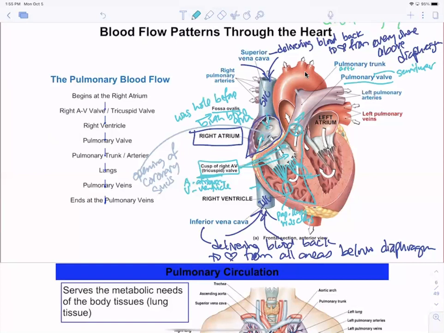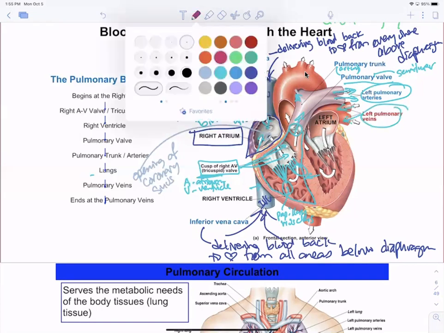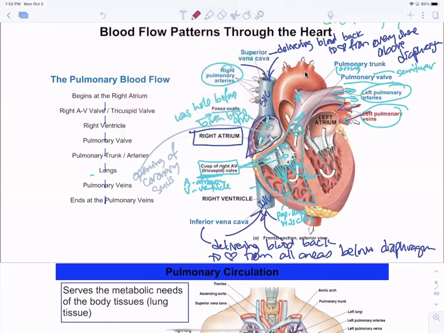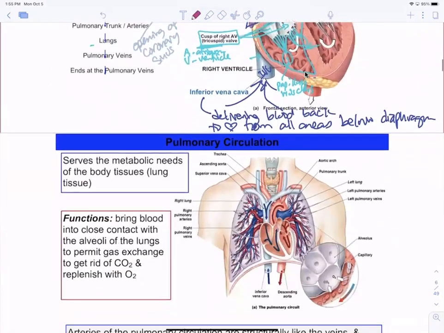Now this is an artery. And then the pulmonary trunk, it's like a tree trunk, it's going to have branches. And so these are the branches of the left pulmonary arteries, and these are the branches of the right pulmonary arteries. And then it will go to the lungs, and then return via pulmonary veins back to the left atrium. But at this point now, it's oxygenated blood. Okay, so that's the pulmonary circuit.